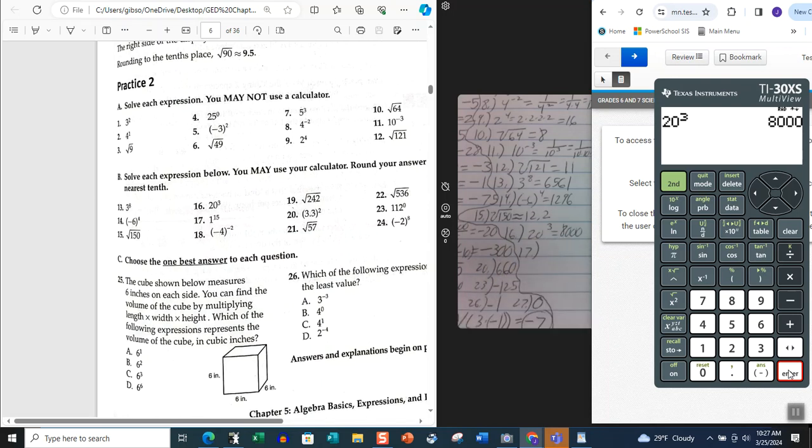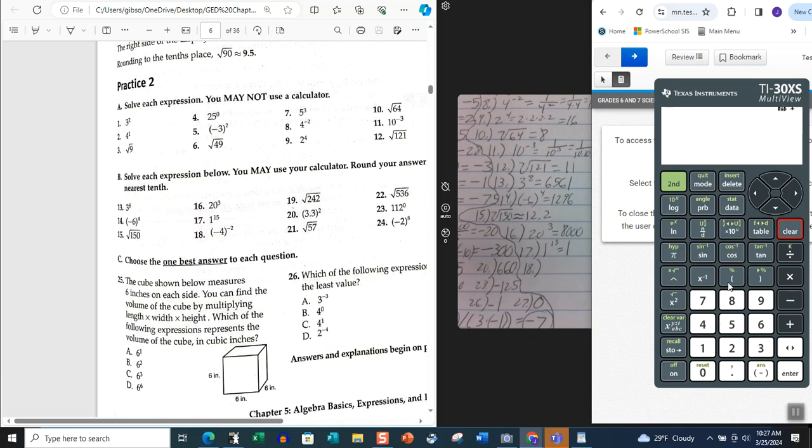Problem 17. We have 1 to the 15th power. That gives us 1. So 1 to the 15th is just 1. Problem 18.